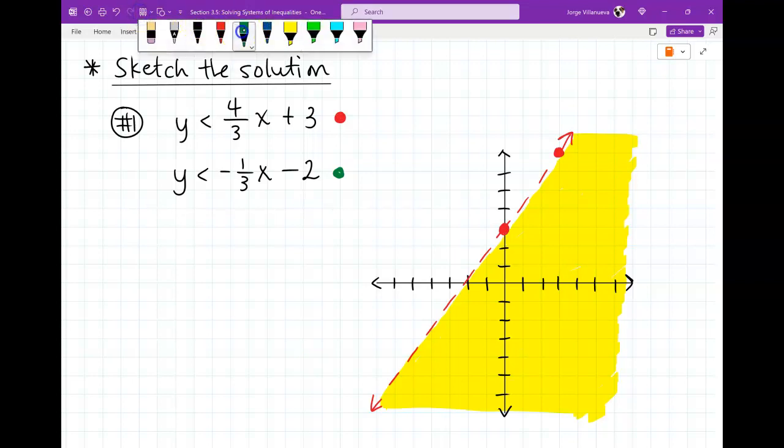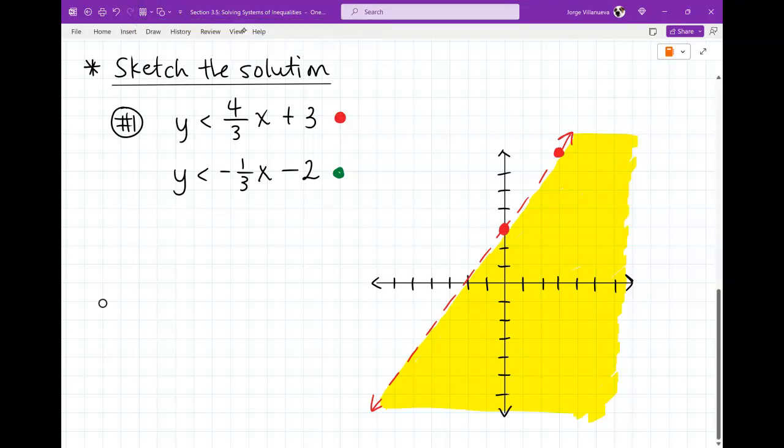So let's graph the green line. Okay, where do I start with that one? Negative 2 on the y-axis. So here we go, and my slope is negative 1/3. That means 1 down, 3 to the right. 1 down, 3 to the right. Okay, so now what kind of line? Dashed or solid? Dash. That's a dashed line, right? I can hear someone saying dash very quietly. I do hear you. Okay.